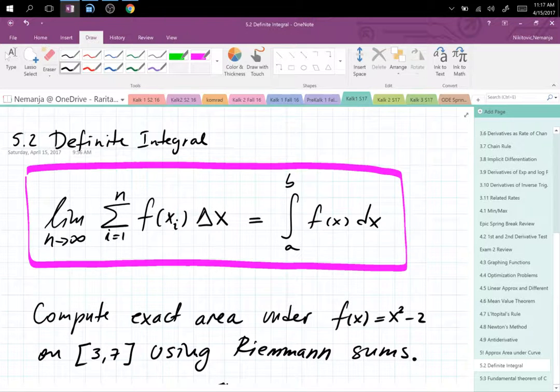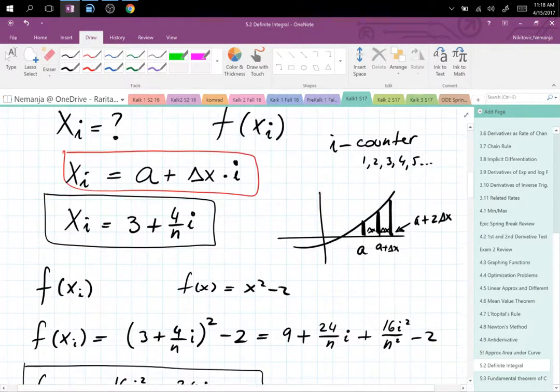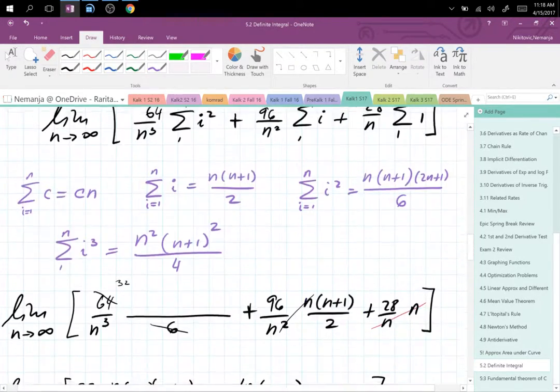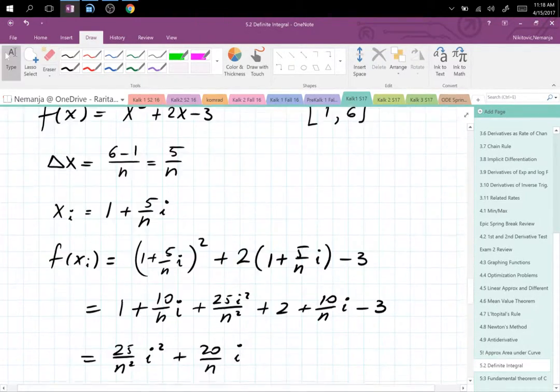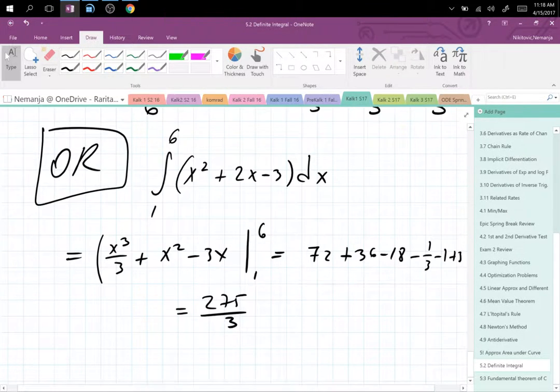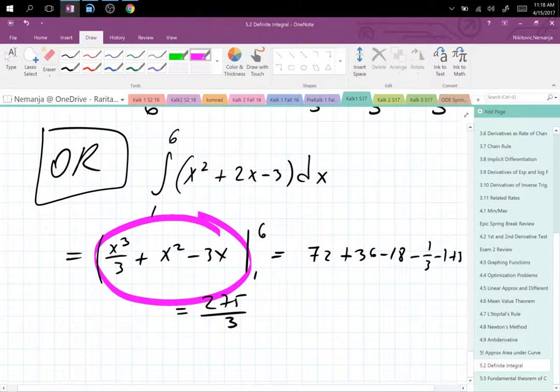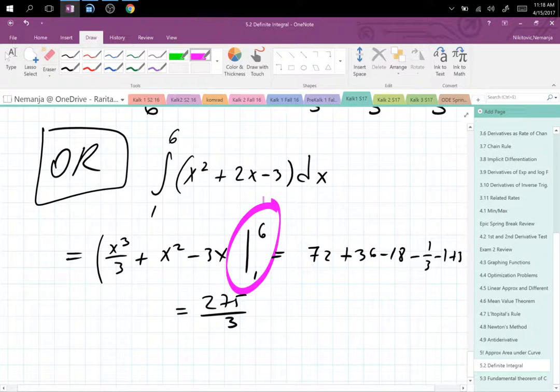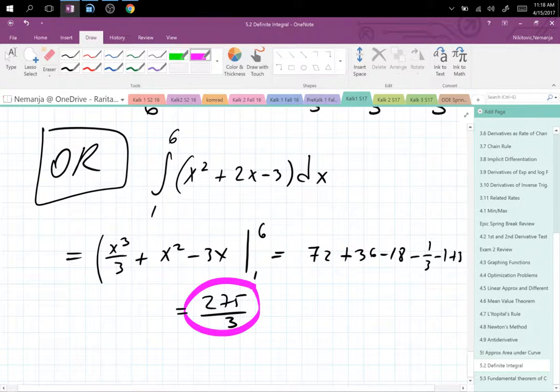So definite integrals: we defined what a definite integral is in terms of the Riemann sum, and then we did these calculations to find the value of the integral the long way. And then at the end of the second example I said, or we can do this, which is the definite integral. Technically what we did is we found the antiderivative first, and then we computed that antiderivative from 1 to 6, and we obtained the same answer as above.